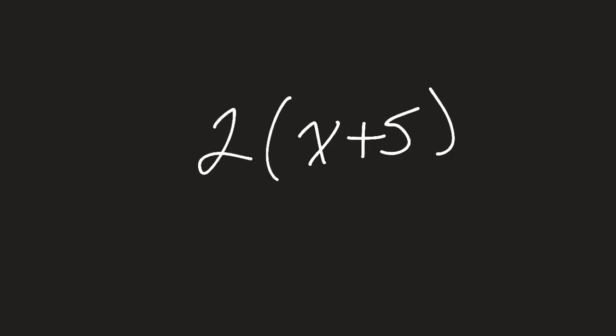Here's a quick video on expanding brackets. Some people call this the distributive property as well. The way it works is you've got to remember that when you have a number outside brackets, there's a little multiply sign right here.